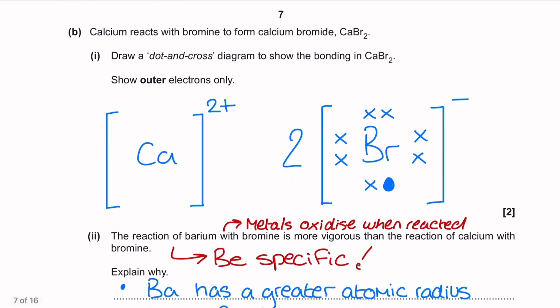Moving on to part B. Calcium reacts with bromine to form calcium bromide. Draw a dot and cross diagram to show the bonding in calcium bromide. Show the outer electrons only.